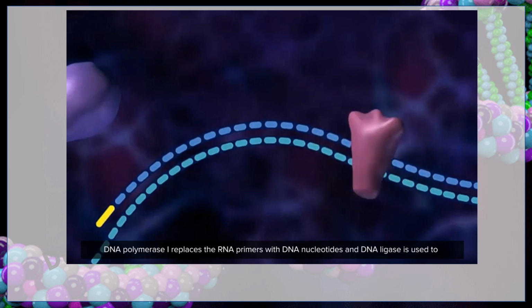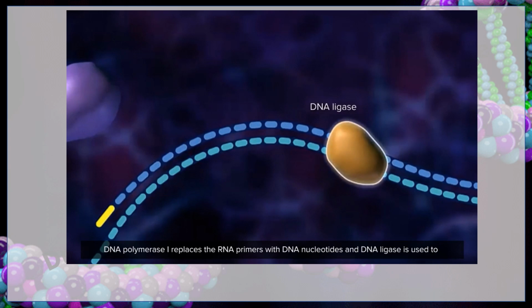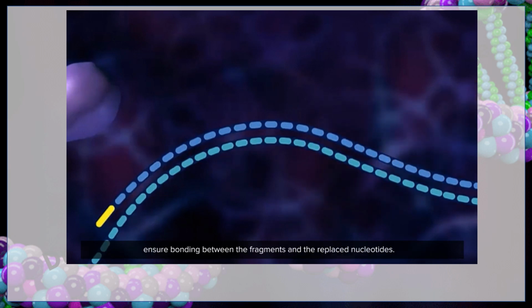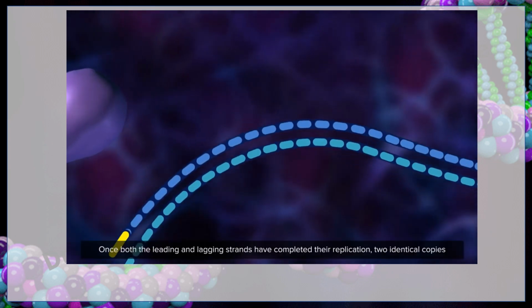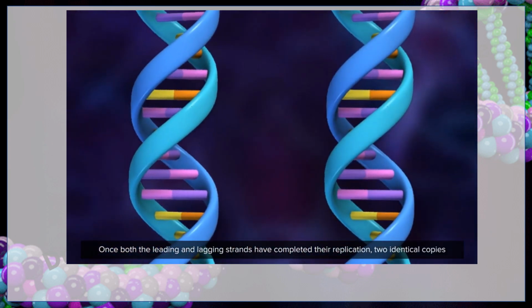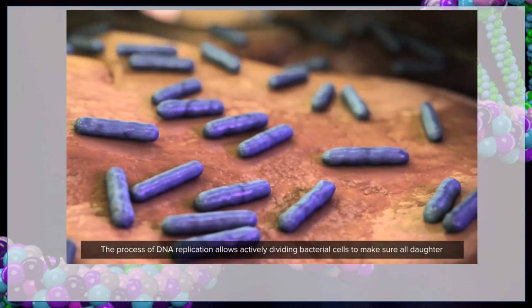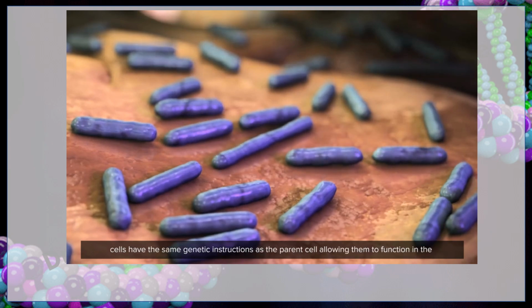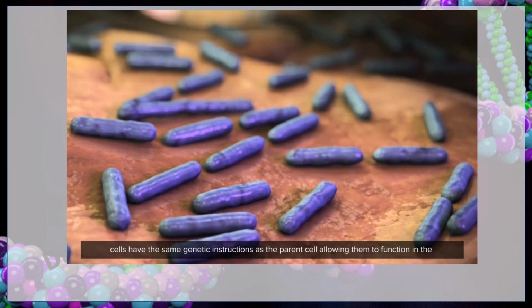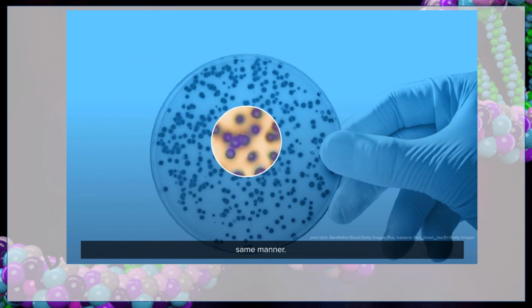DNA polymerase I replaces the RNA primers with DNA nucleotides, and DNA ligase is used to ensure bonding between the fragments and the replaced nucleotides. Once both the leading and lagging strands have completed their replication, 2 identical copies of the DNA molecule result. The process of DNA replication allows actively dividing bacterial cells to make sure all daughter cells have the same genetic instructions as the parent cell, allowing them to function in the same manner. Thus, bacterial populations can grow, increasing the number of individuals in a colony.